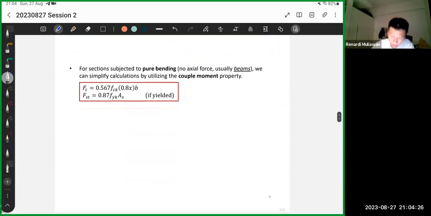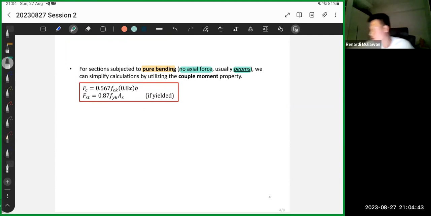However, for sections subjected to pure bending, there's an exception case. Pure bending means there is no axial force and it's usually beams. Some beams are subjected to axial force, but usually very little. So we assume no axial force.